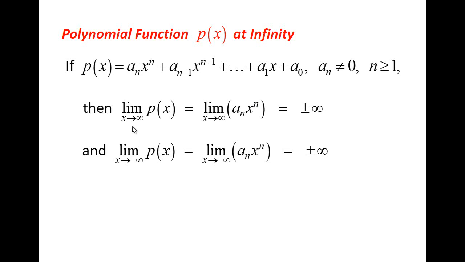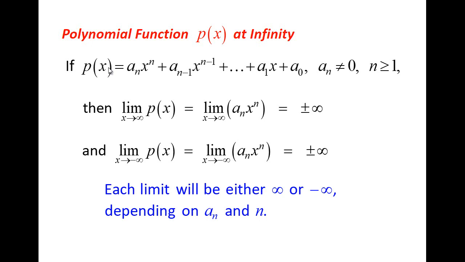So let me say that again. If we are taking the limit of a polynomial at infinity or at negative infinity, we can find that by just taking the limit of the leading term, which would be either infinity or negative infinity. And whether it's positive or negative infinity is going to depend on the degree n and also on the coefficient a_n.